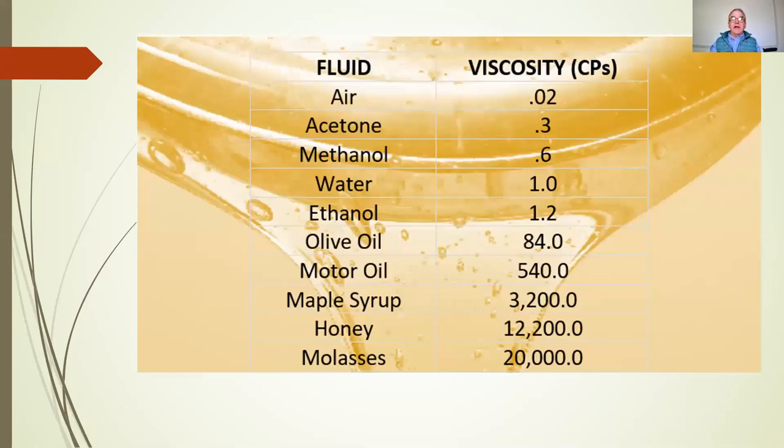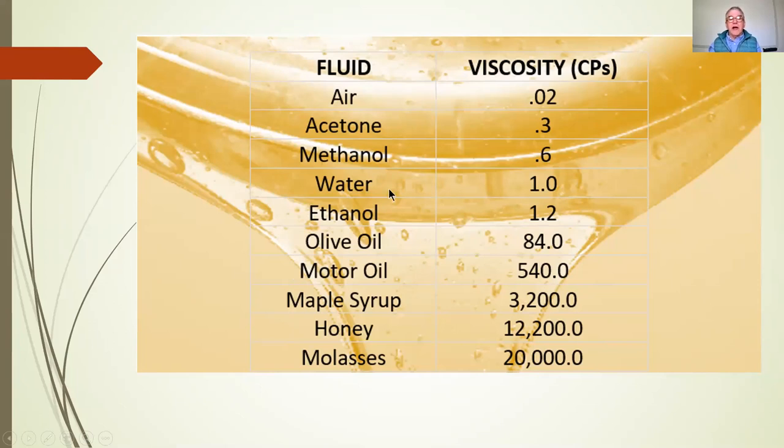Some viscosities, as measured: the viscosity of air, obviously a gas, it has behaviors similar to a fluid. Gases can be moved, but their viscosity is very, very low. Very, very little resistance to movement between the particles. Acetone is a very fluid liquid, meaning that it can pour very easily. Methanol. Water is the most universal fluid that we are all familiar with, and it is designated 1.0.